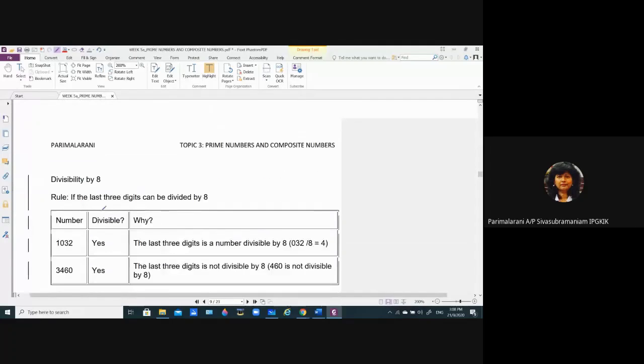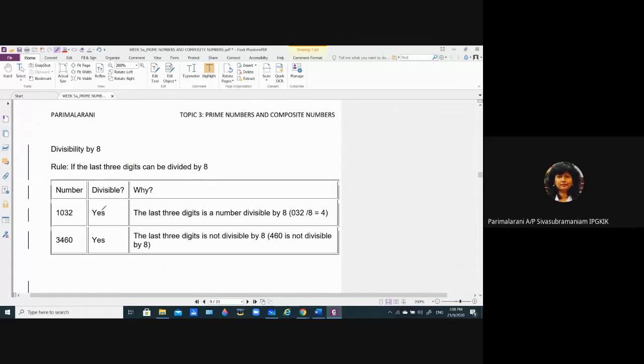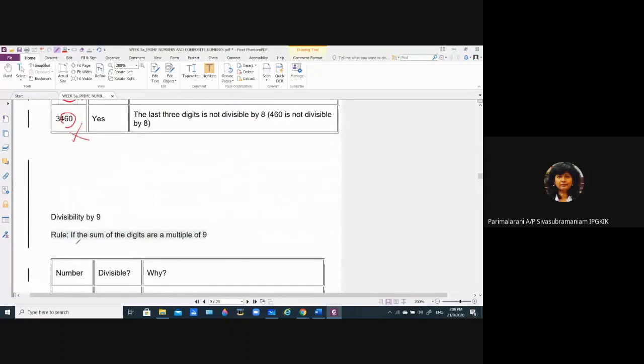Okay. Divisibility by 8. The rule is if the last 3 digits can be divided by 8, the whole number can be divided by 8. Look at this number. Last 3 digits is 032. 32 can divide by 8. So this number can divide by 8. This number, last 3 digits. Can you divide this by 8? Cannot. So you know this last 3 digits cannot divide by 8. So this whole number cannot divide by 8. Okay, that's divisibility by 8.